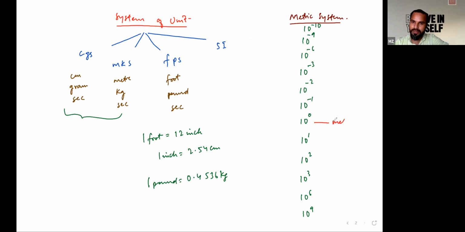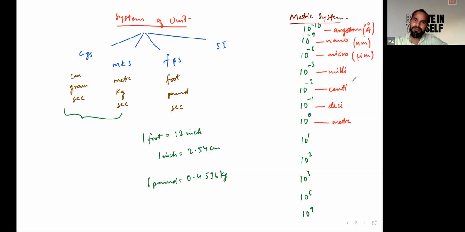Suppose you are dealing with meter for the measurement of length, it would be decimeter, it would be centimeter, it would be millimeter, micro, nano, and angstrom, which is represented like this. This would be nm, this would be micrometer, millimeter, centimeter, decimeter, and meter as well.